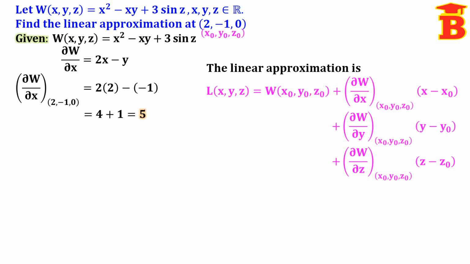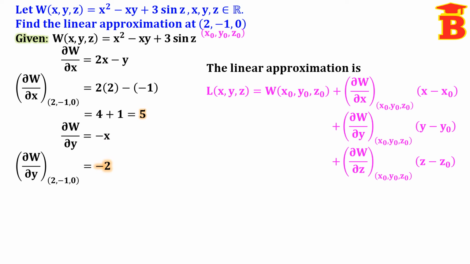Next we have to find dou w by dou y. See the y term only. So here we have only y here. Differentiate y only. That is 1. 1 into minus x minus x. Substitute the point x value 2. So substituting we get minus 2.